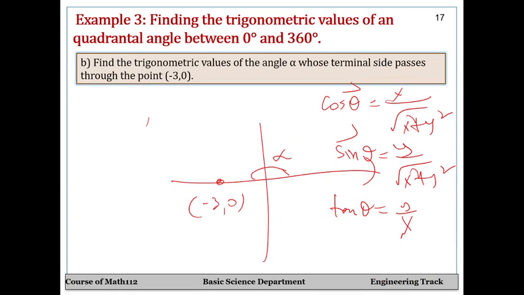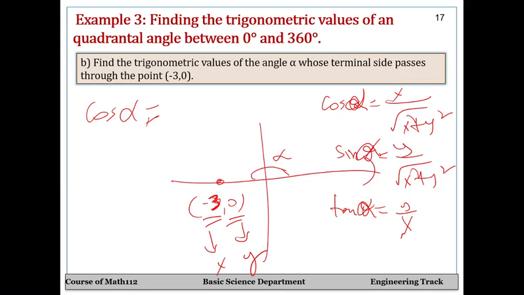cosine theta, you have to stick to the original point on the terminal line, which is -3, 0. So x is this, and y is this. So x is -3, put them here. So you got cosine alpha, sorry, alpha. Cosine alpha will be equal to x over, -3 over the square root of -3 squared plus 0 squared, which is -3 over 3, which is -1.